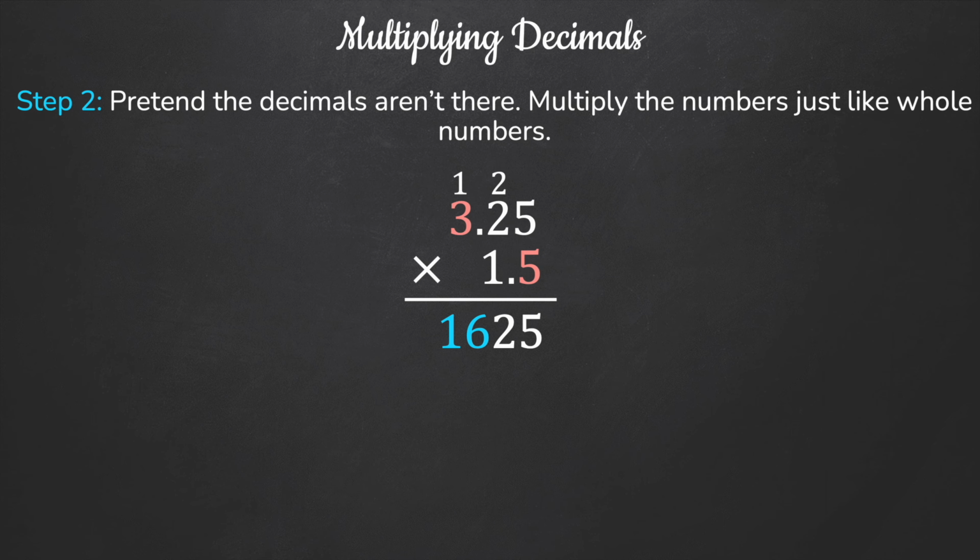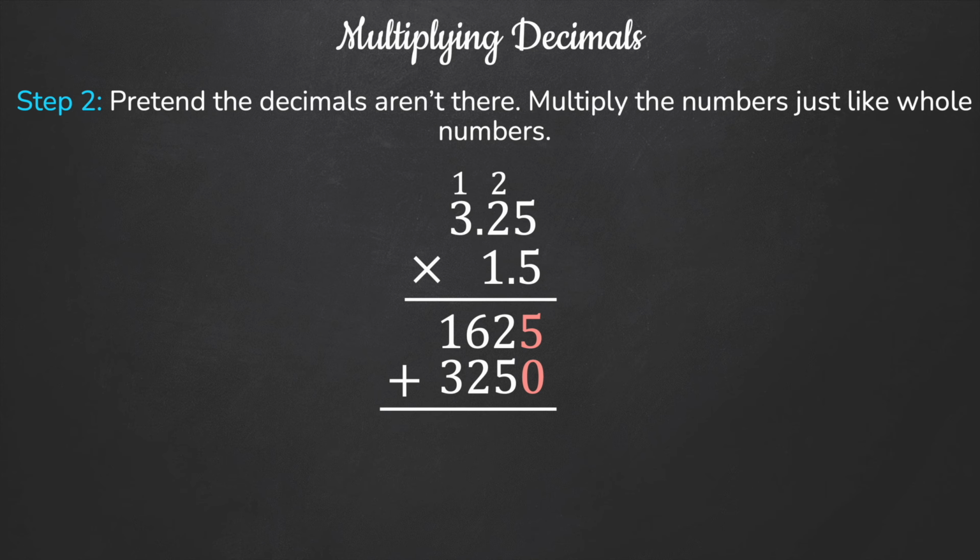Now we're going to move on to our 1, but before that we're going to add a 0 here as a place value holder. So now 1 times 5 is equal to 5. 1 times 2 is equal to 2. 1 times 3 is equal to 3. So now let's go ahead and add.